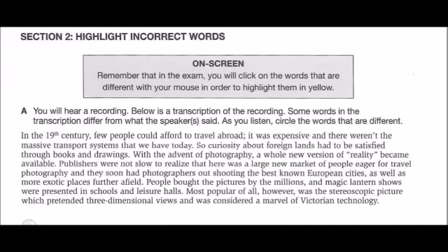Publishers were not slow to realize that here was a large new market of people hungry for travel photography, and they soon had photographers out shooting the best-known European cities, as well as more exotic places further away. People bought the pictures by the millions, and magic lantern shows were presented in schools and lecture halls. Most popular of all, however, was the stereoscopic picture, which presented three-dimensional views and was considered a marvel of Victorian technology.